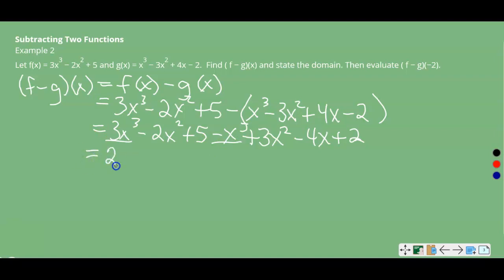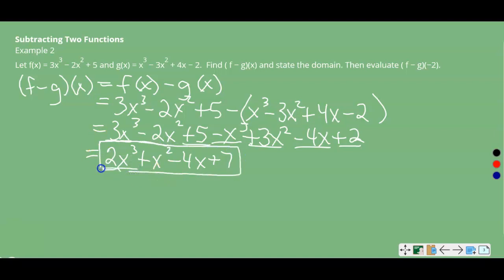3 minus 1 is 2x cubed. And then we're going to do our x squareds. We've got negative 2x squared plus 3x squared. So that's 1x squared. And then we're going to go to our linear term. There's no linear term in f of x, so we're just going to bring down the negative 4x. And then our constant terms are 5 plus 2, which is 7. So this would be our function that represents f minus g of x.